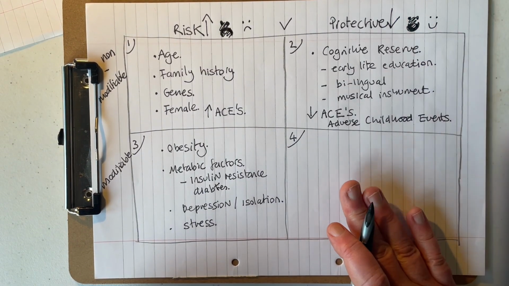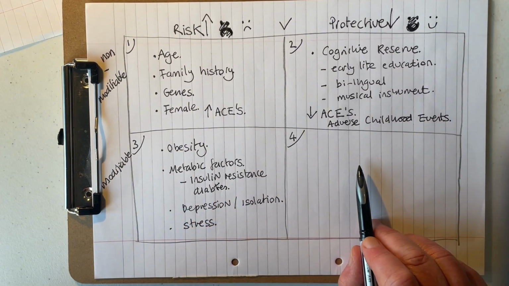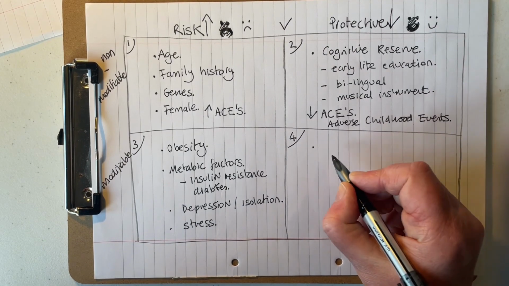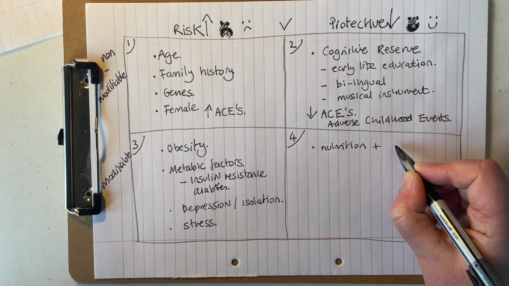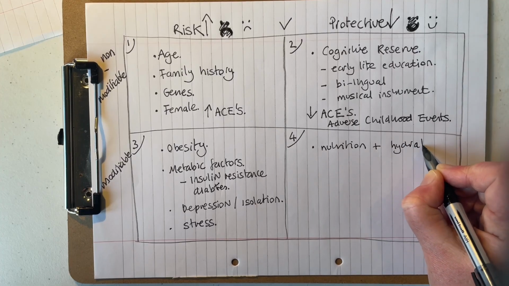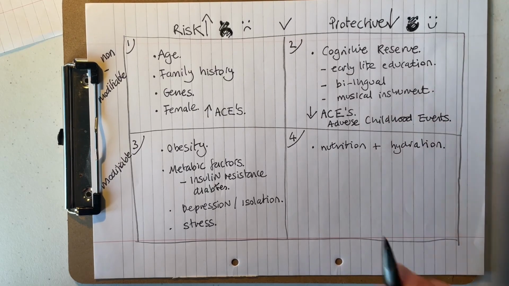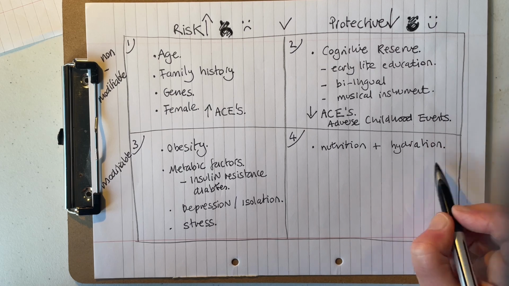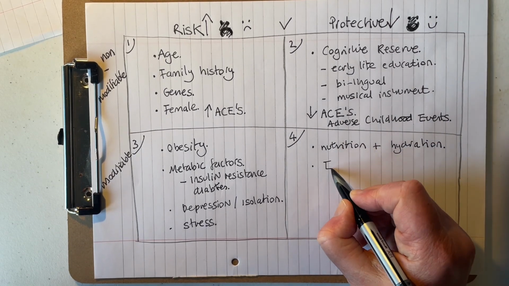Right, okay, so last quadrant. Things that we can do that are modifiable that decrease my risk of getting this disease. Okay, so I'm going to put nutrition and hydration. Now obviously that means quality food, quality nutrients, and quality water, and quality liquids, okay? And then I'm going to put exercise and movement.